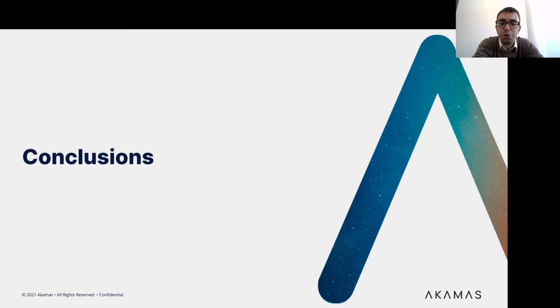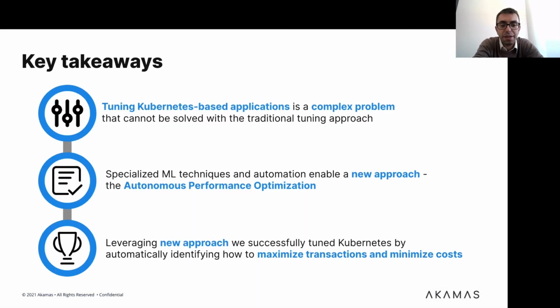Alright, it is time to conclude with our takeaways. Our first takeaway is that tuning applications based on Kubernetes is a complex problem that is hard to solve with traditional tuning approaches. The second takeaway is that we need a new approach to be able to effectively solve this class of problems. We have described the key requirements for this machine learning-based optimization that we refer to as autonomous performance optimization. Finally, we have demonstrated that this new approach works. We were able to automatically tune Kubernetes and microservices to maximize application transactions per second while also minimizing cost.